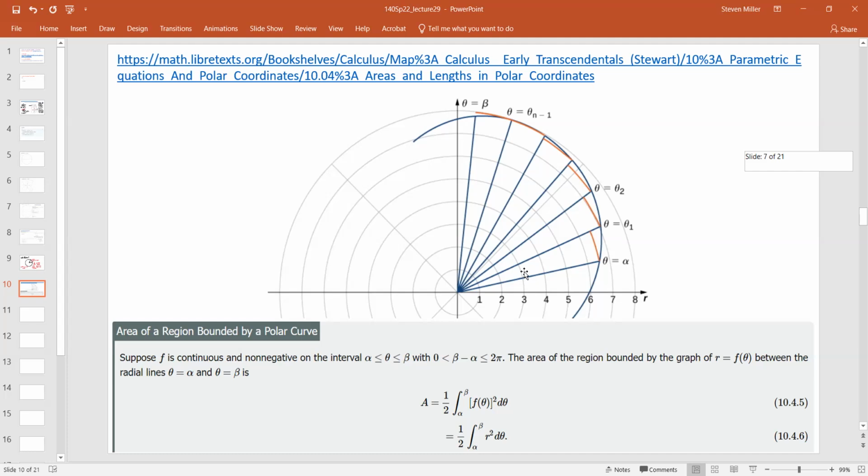You can see the triangles coming in. Here's my curve. R is some function of theta, and these really do look like nice right triangles. Okay. Any questions on this?